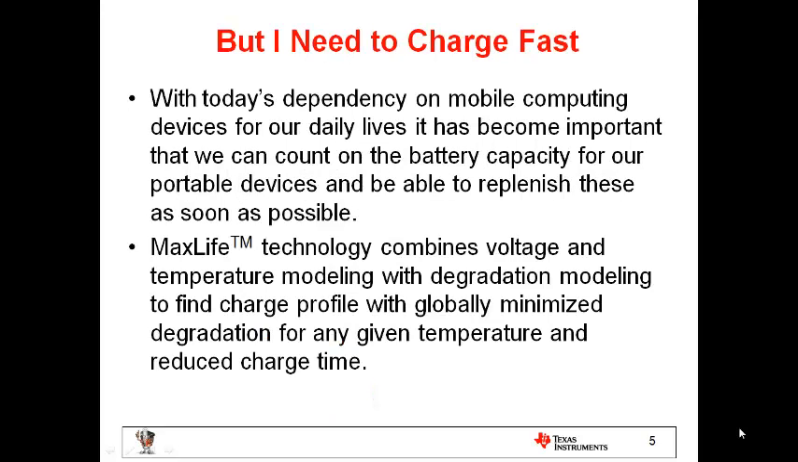But we still want to charge fast because with today's dependencies on mobile computing devices for our daily lives, it's been very important that we count on the battery capacity for our devices and be able to replenish these as soon as possible when the battery is depleted. Today we'll talk about MaxLife Technology, which combines the voltage and temperature modeling with degradation modeling to find charge profile with globally minimized degradation for any given temperature and reduce charge time.